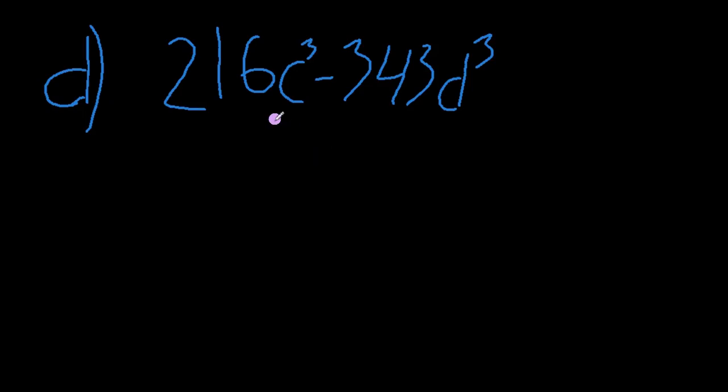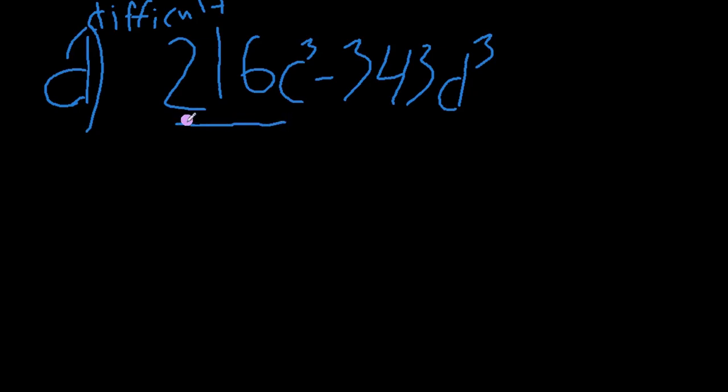It says 216c cubed minus 343d cubed. Wow, this one's a lot more difficult than the last 3 we looked at. So I think this D stands for difficult. But we can do it. We just have to take it one step at a time.